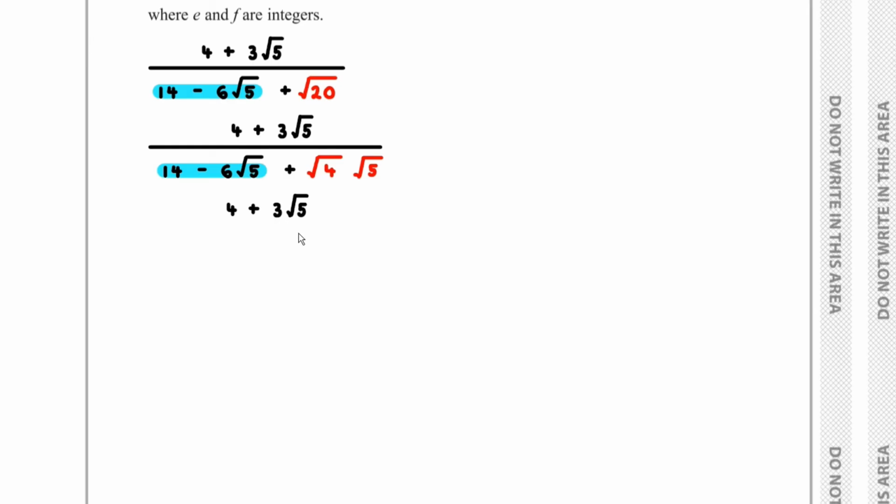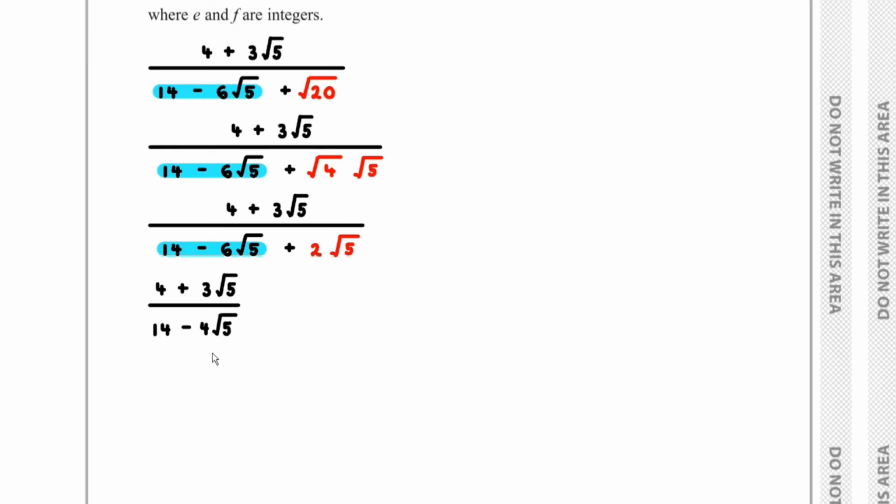So we have 4 plus 3 root 5 over 14 subtract 6 root 5 plus, now here, root 4 multiplied by root 5, that's just 2 root 5. Let's simplify this. We have 4 plus 3 root 5, and here 14 subtract 6 root 5 plus 2 root 5, that's 14 subtract 4 root 5. We have 4 plus 3 root 5 over 14 subtract 4 root 5.